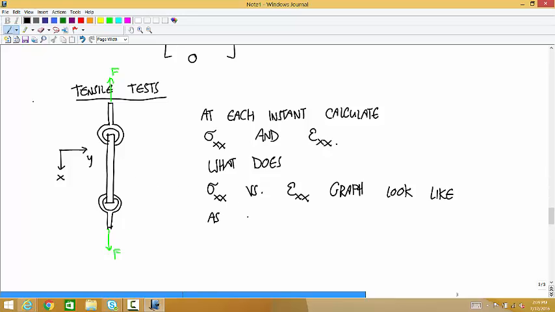So as the sample goes from unloaded to broken in two.